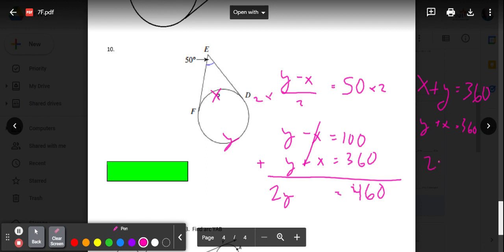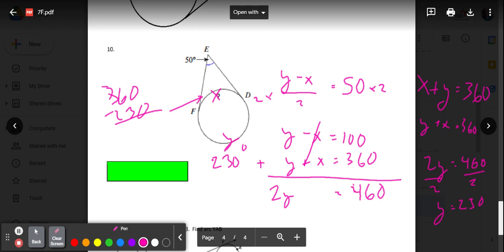All right. So since 2y equals 460, we divide each side by 2, and y is equal to 230. Okay. So the y arc is going to be 230 degrees. To find the other arc x, well, we know that they add up to 360, right? So we can just do 360 minus 230 to get the x right here. So that x arc is 130 degrees.